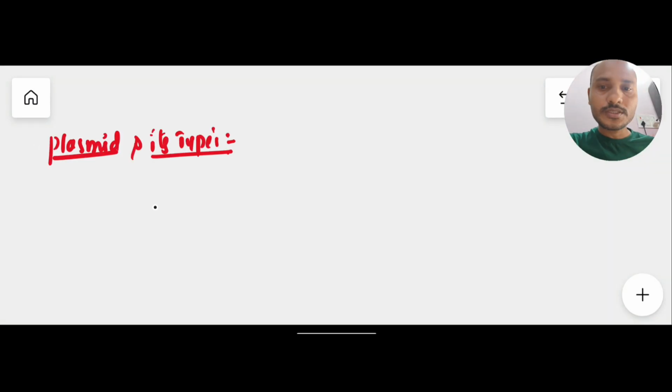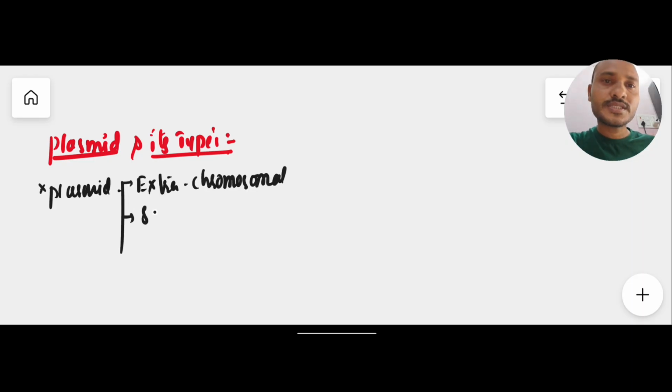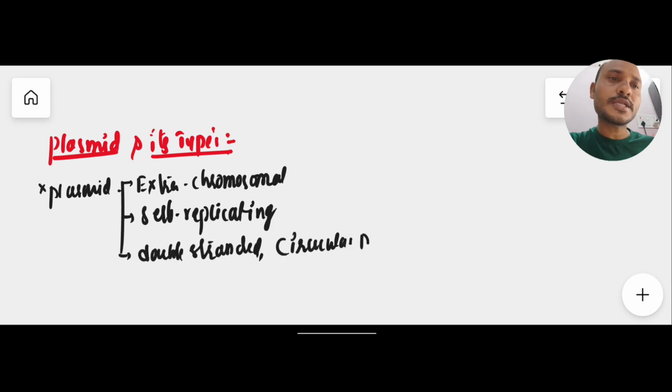Morning everyone. Today's topic is plasmids and their types. First, what is a plasmid? It is an extrachromosomal, self-replicating, double-stranded circular DNA molecule.